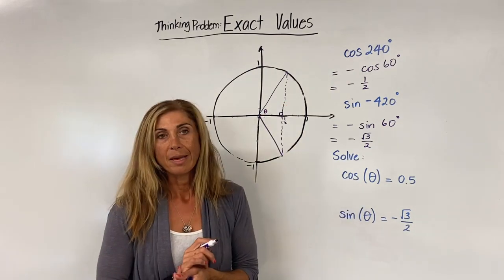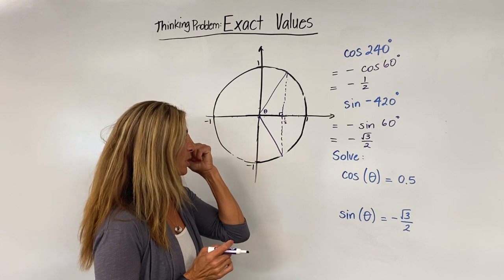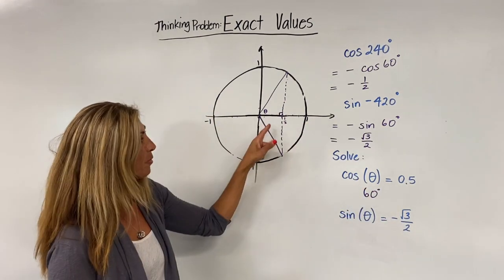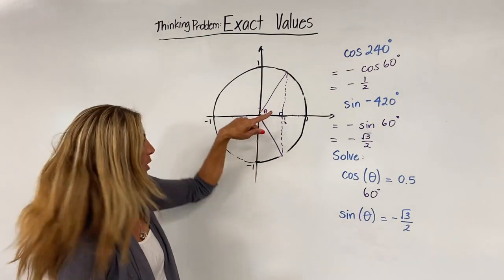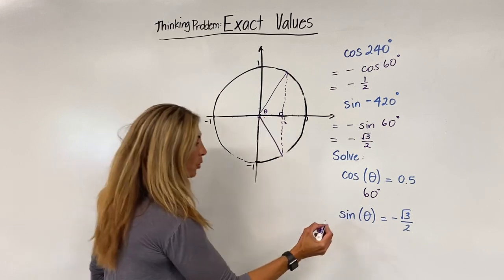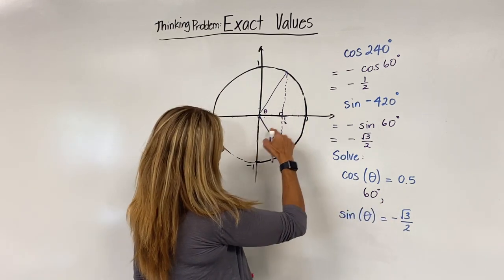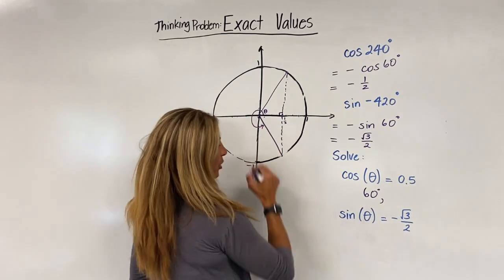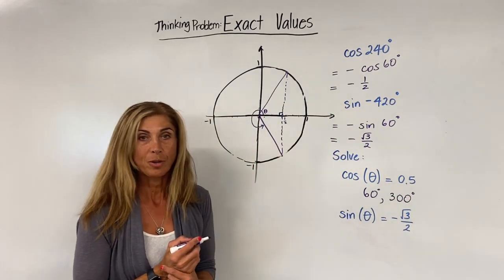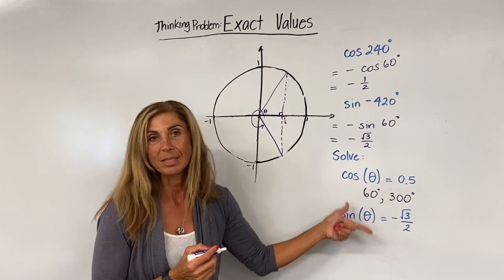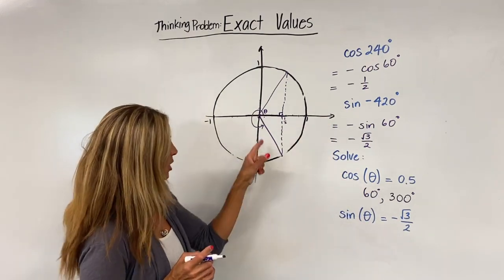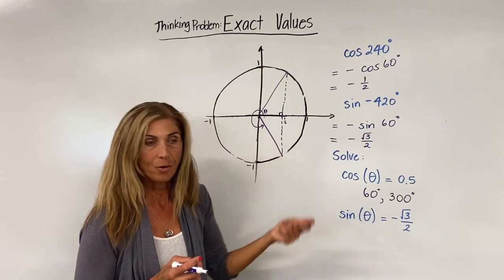The angle that gave us the horizontal measurement of 0.5 was 60 degrees. However, it's not only 60 degrees. We can go all the way around to this fourth quadrant, which would give us 360 minus the 60 degrees. So we have two angles, 60 degrees and 300 degrees. If we didn't have a limitation on the angle domain, we could continuously go around to determine other angles.